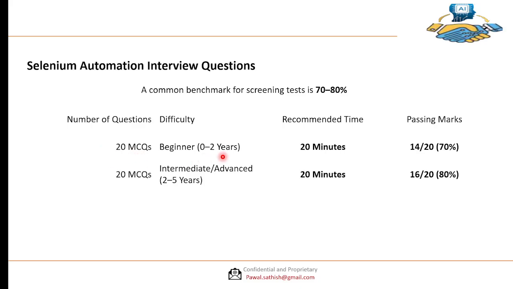If you have 0 to 2 years of experience, companies give 20 minutes and we need to achieve 70% or 80%. For 0 to 2 years of experience, the expectation or benchmark is 14 questions correct out of 20. And if you have 2 to 5 years of experience, then the expectation is 16 questions correct out of 20.